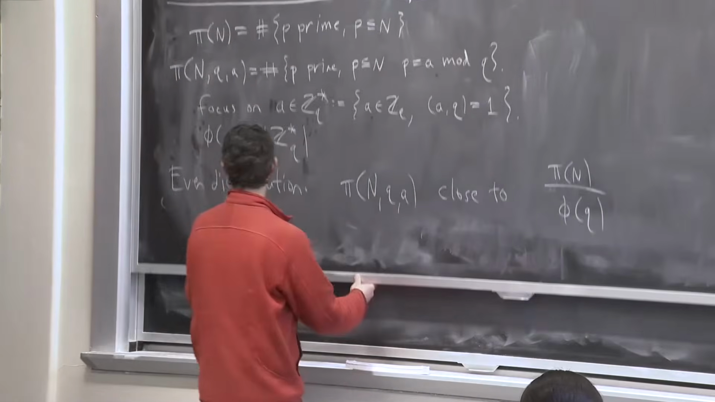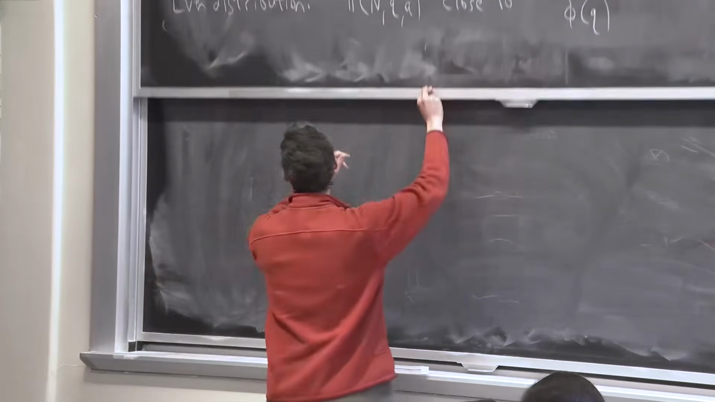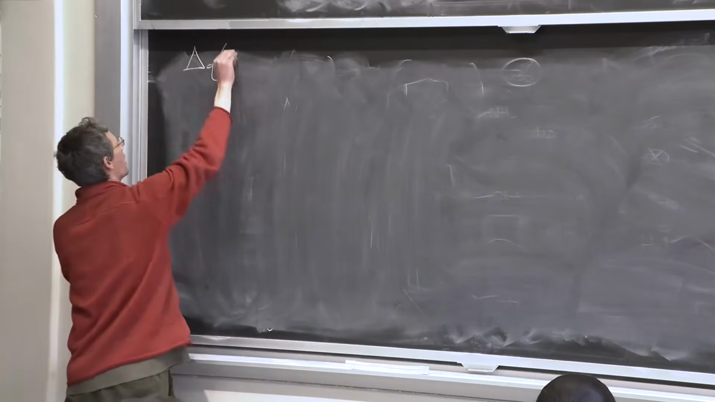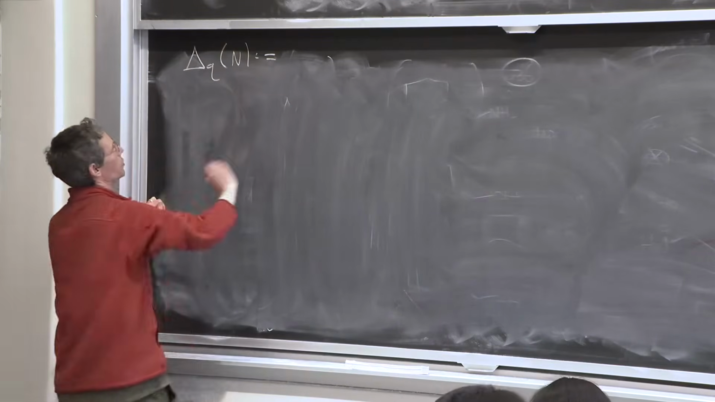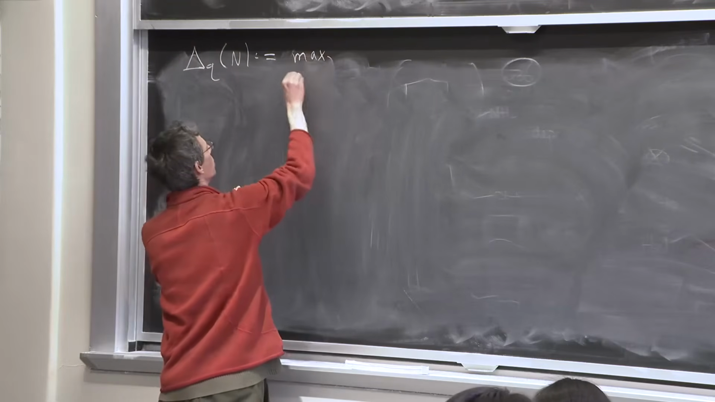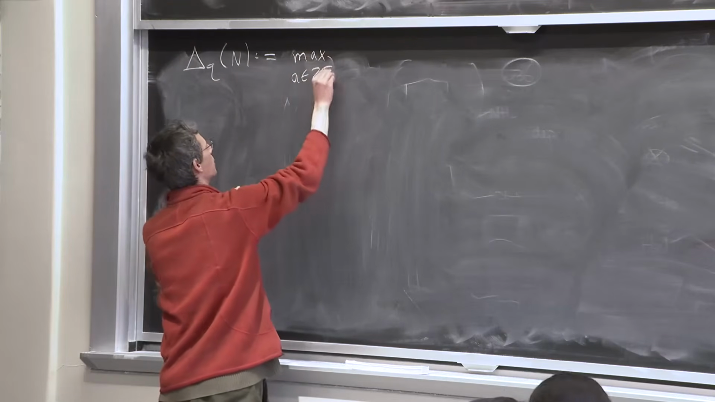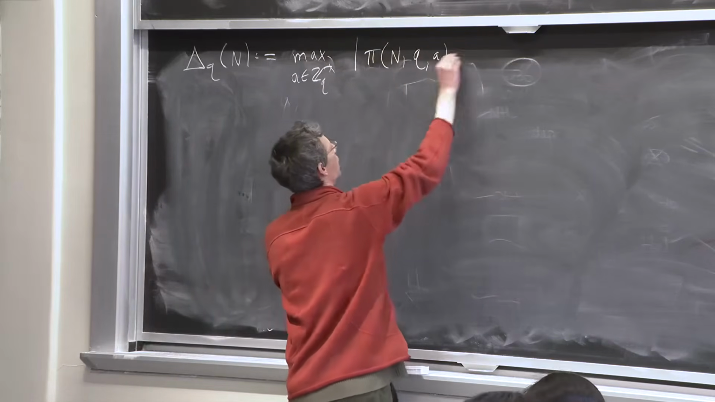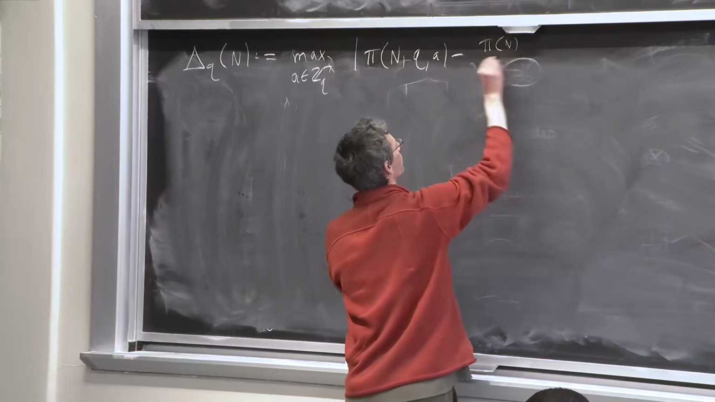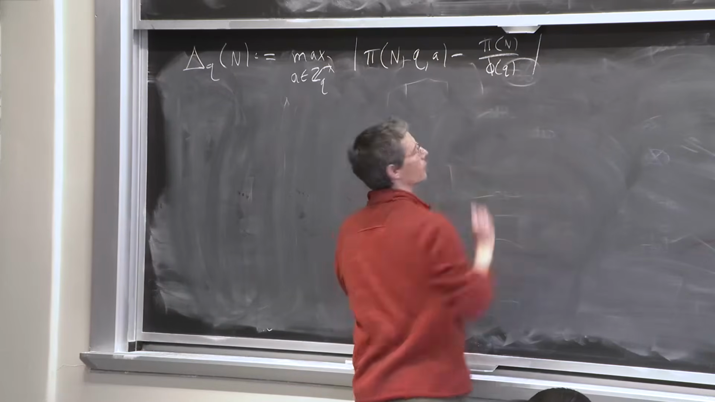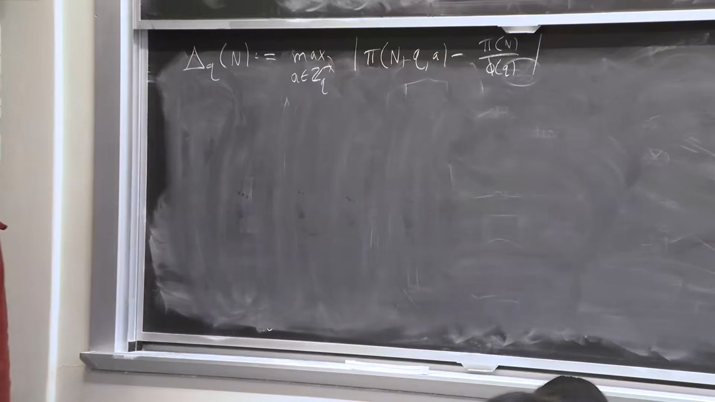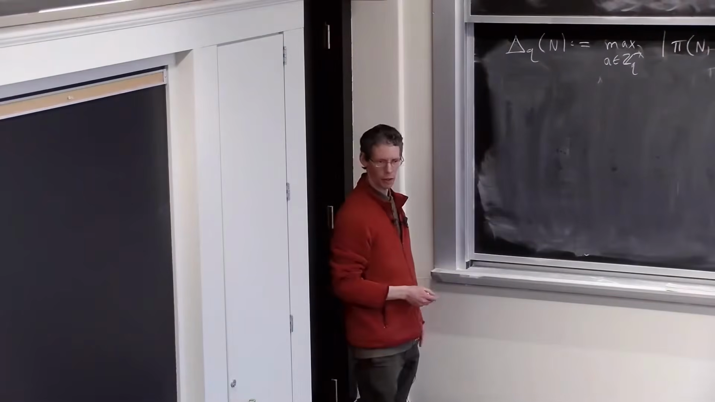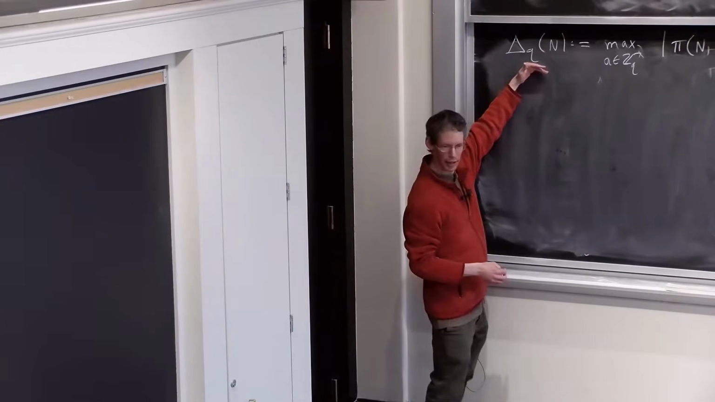OK. So how would we measure this precisely? We define delta_q of n, the sort of defect of equidistribution, to be the maximum over all the residue classes of the difference between the actual number of primes and this naive estimate. So when we ask how evenly primes are distributed modulo q, quantitatively that means how big is this thing?